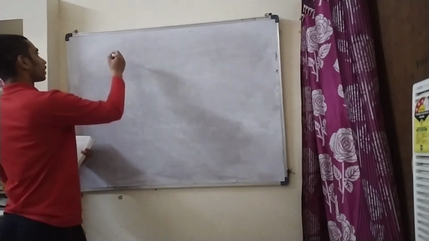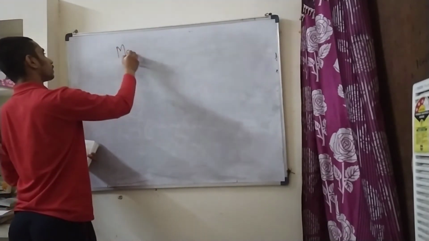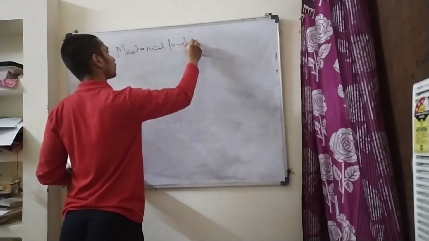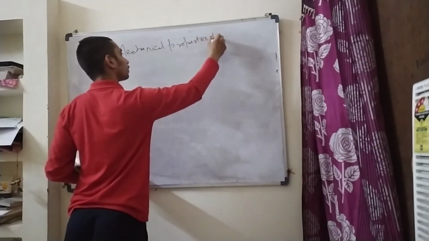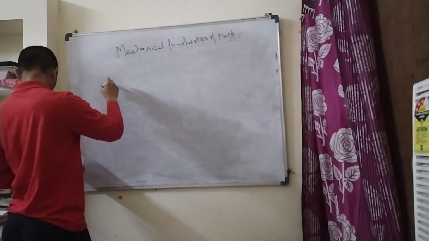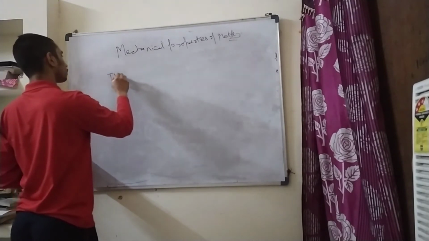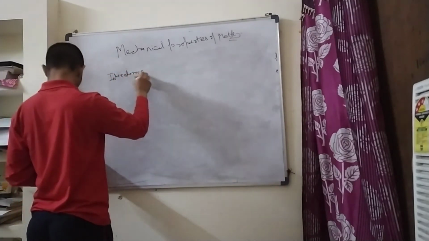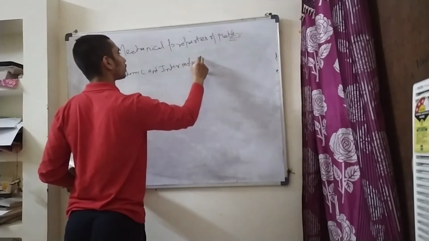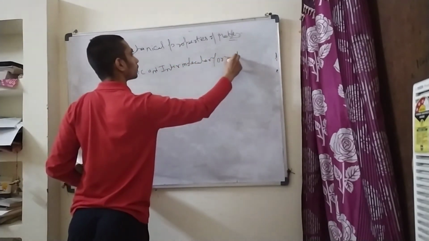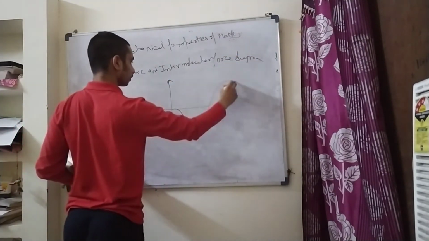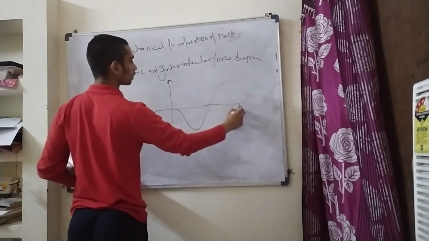So today we are seeing the chapter mechanical properties of matter. So the interatomic and intermolecular force diagram. As we know, it is like this, U versus R.